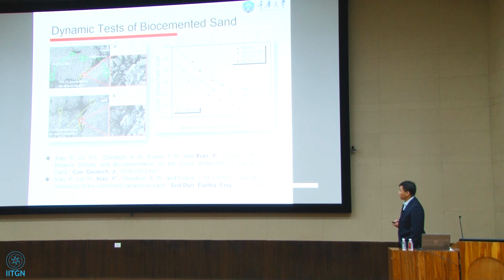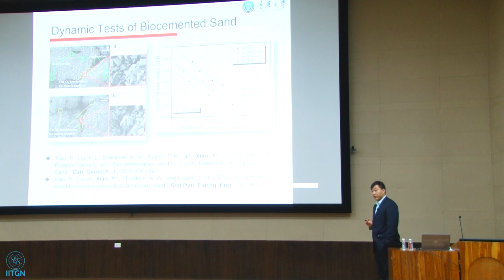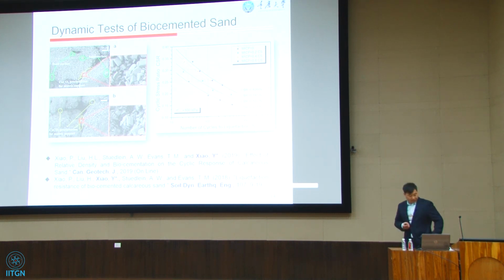We have also performed some dynamic tests on the biosimulation set. We can see on the right figures that the cyclic stress ratio increases greatly with the calcite content, with 0.6 CS solutions. We have published these two manuscripts in the Canadian Geotechnical Journal and Soil Dynamics and Earthquake Engineering.